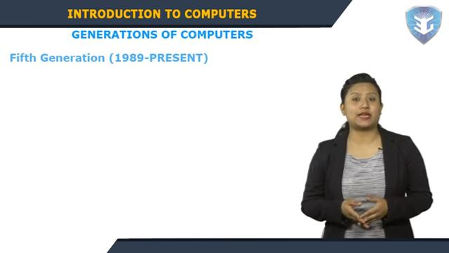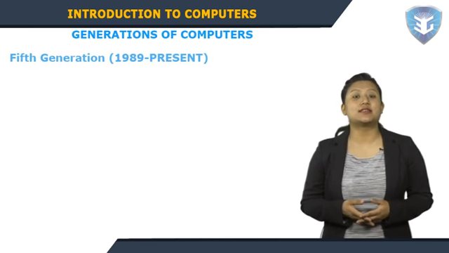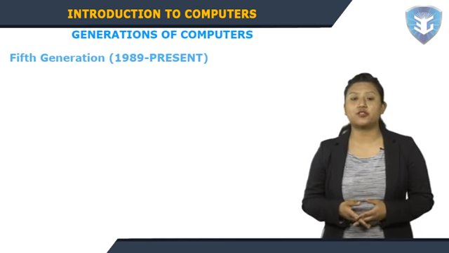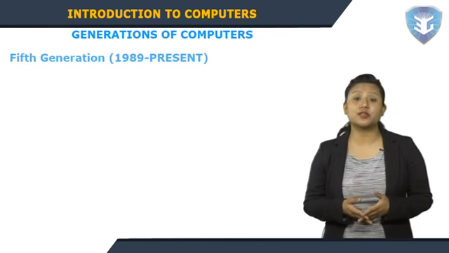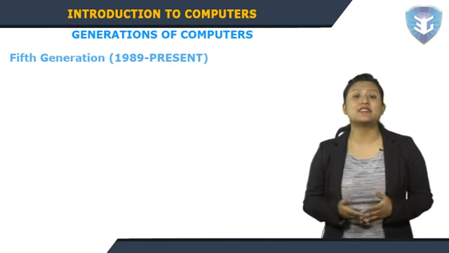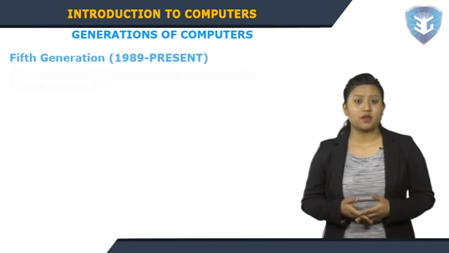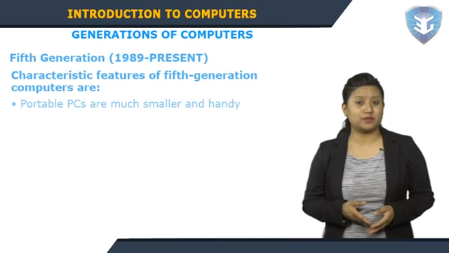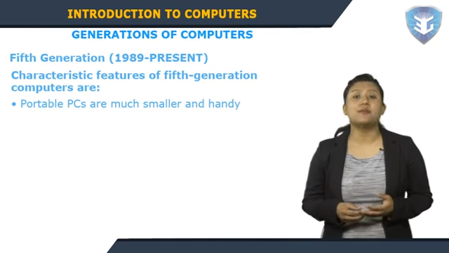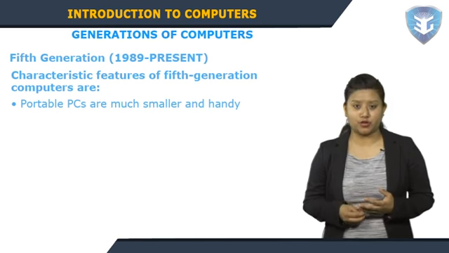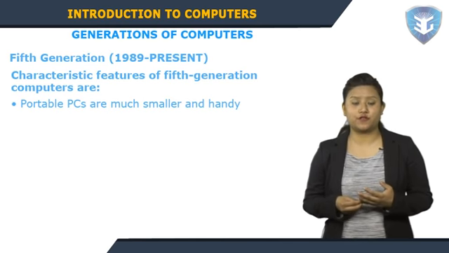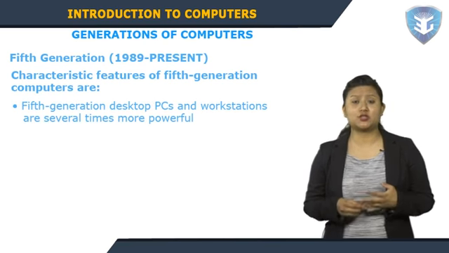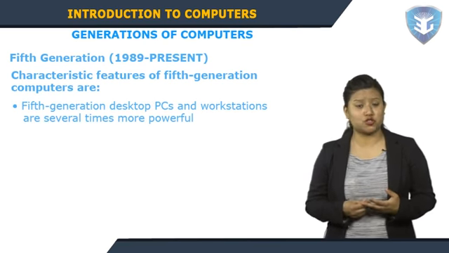Fifth generation is from 1989 to the present. VLSI technology gave way to ULSI, ultra-large-scale integration technology, in the fifth generation, resulting in the production of microprocessor chips having 10 million electronic components. Characteristic features of fifth generation computers are as follows. Portable PCs, called notebook computers, are much smaller and handy than PCs of fourth generation, allowing users to use computing facility even while traveling. Fifth generation desktop PCs and workstations are several times more powerful than PCs of fourth generation.